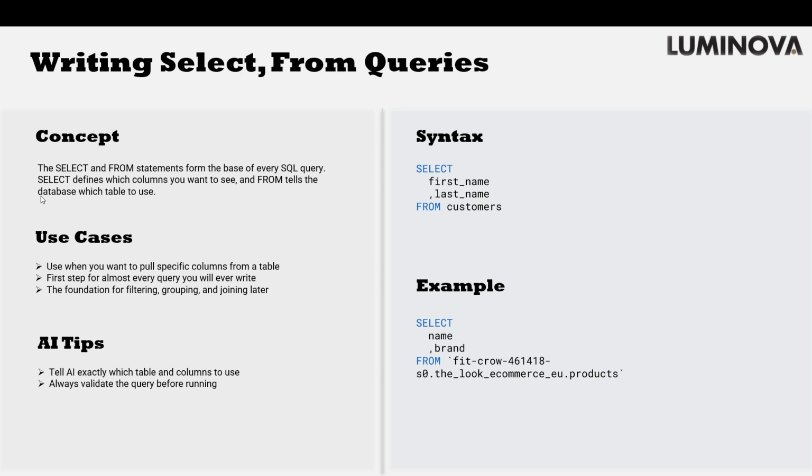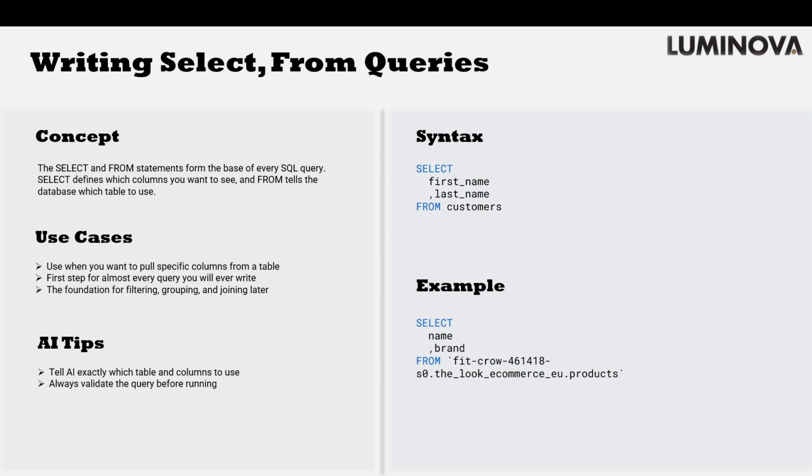The select statement tells the database what columns you want to see in the output. You don't always want the full table. Sometimes you only need one or two specific pieces of information, and select lets you control that. The from statement tells the database which table the information should come from. Think of it like this: select is what you want, and from is where you want it from. Together, select and from form the simplest possible query.